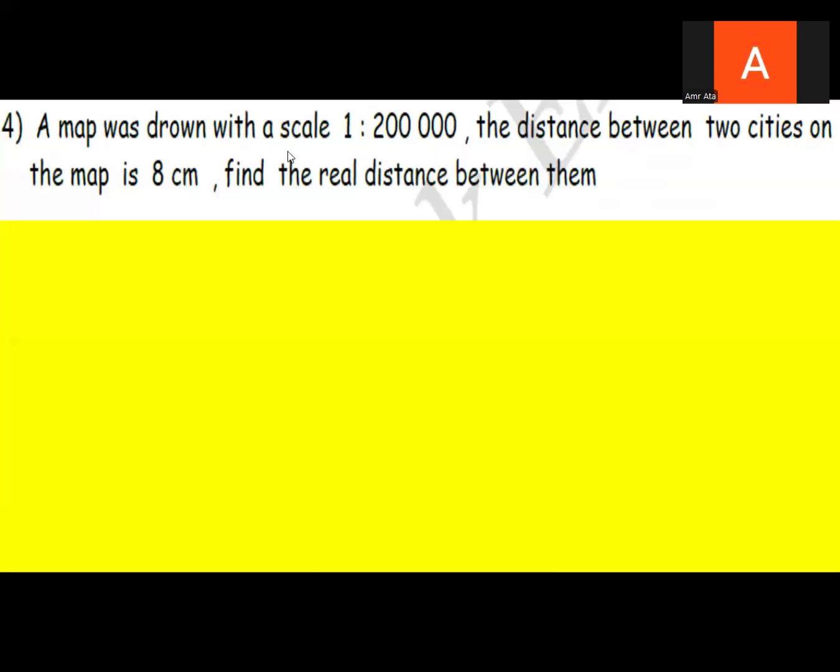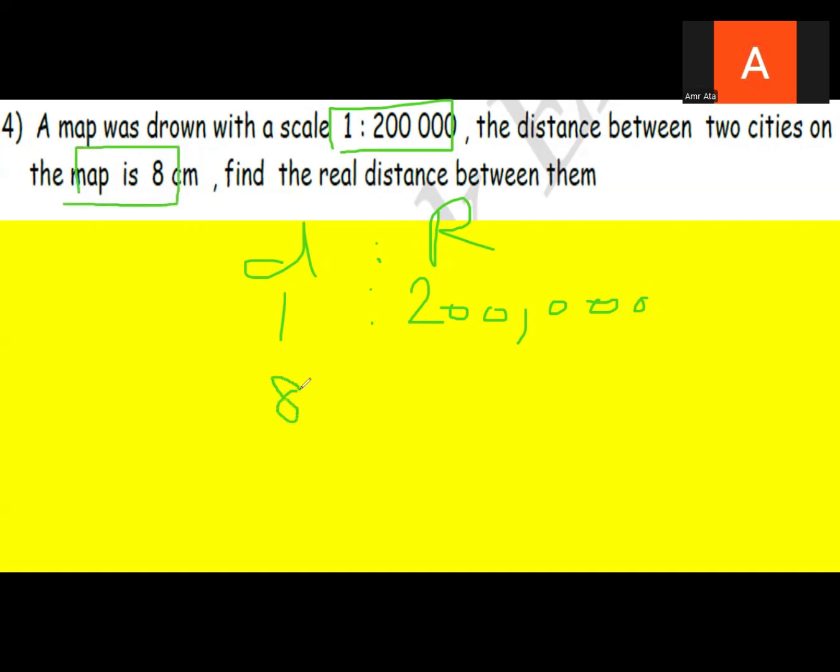A map was drawn in a scale 1 to 200,000. It's the scale, so I will put draw to real, 1 to 200,000. The distance between two cities on the map, means in draw, is 8. I put 8 under the draw. Find the real. He wanted the real distance between them. X to under the real distance.